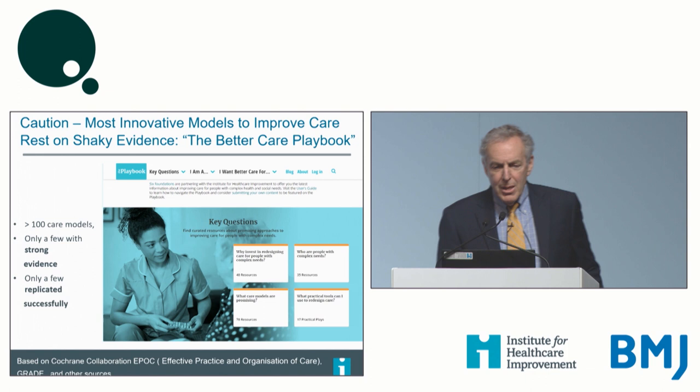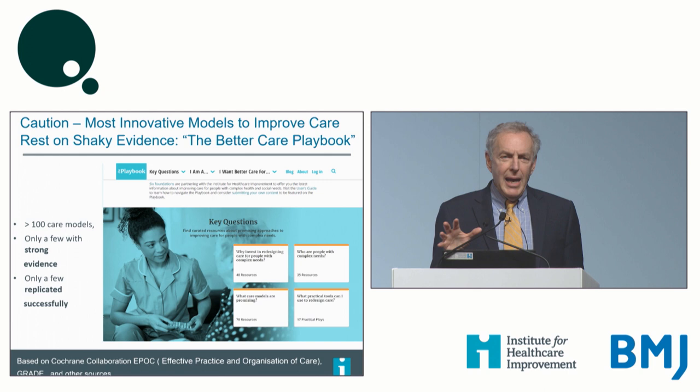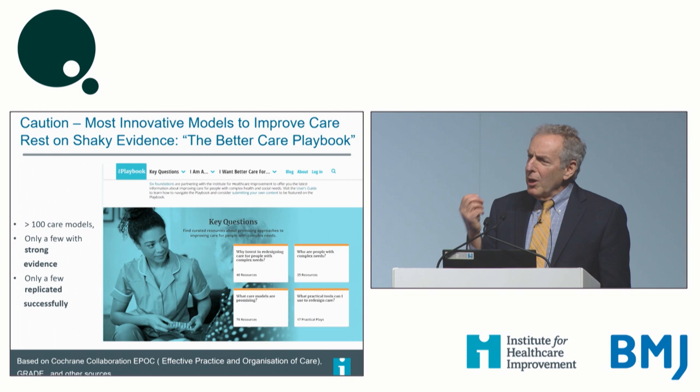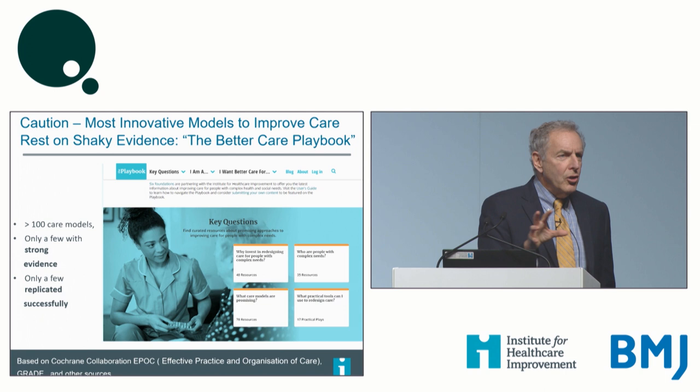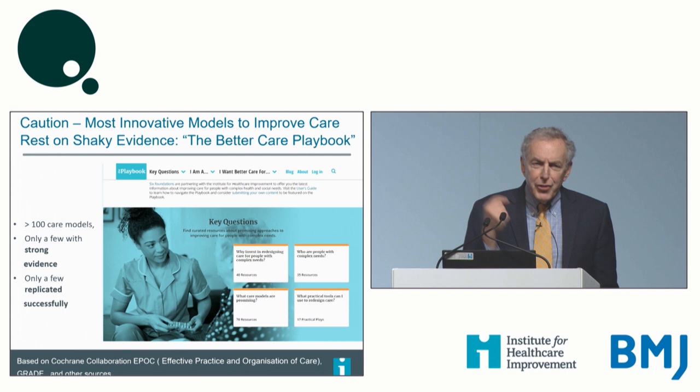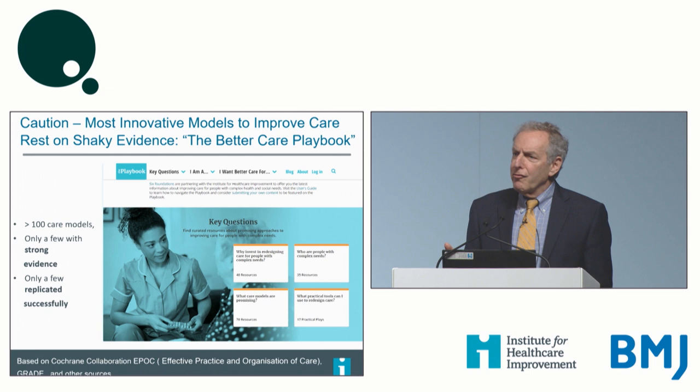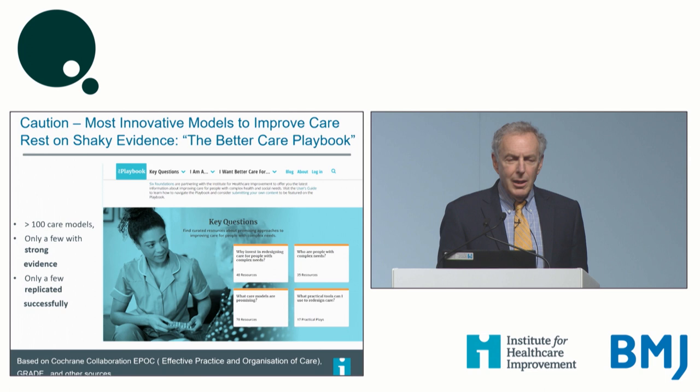Here's a caution. A lot of the models that are really heavily hyped and even put into compendiums like the IHI's Better Care Playbook have relatively weak evidence behind them. I personally reviewed the evidence for more than 100 care models that are on this playbook, which is a wonderful resource. And every one of these models has an evidence rating that I basically gave it. There were very few with strong evidence, and I was pretty lenient with what I called strong. We derived it from the Cochrane collaboration and other sources, and very few had been replicated successfully.